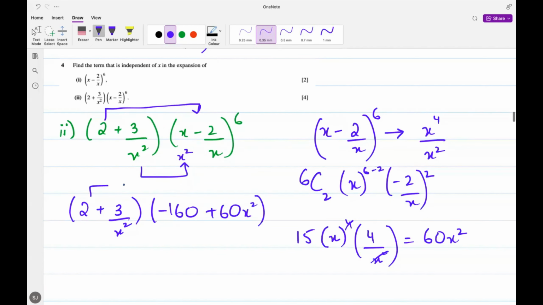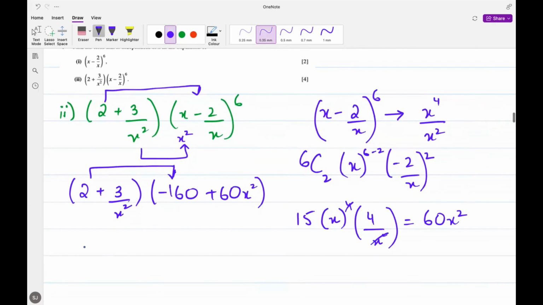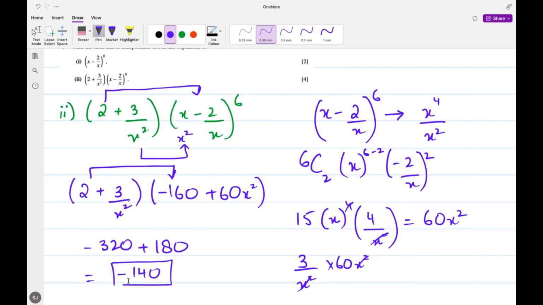Now multiplying 2 by −160, we will get −320, which is the term independent of x, and 3/x² will multiply by 60x². The x² terms will cancel out, as if you multiply 3/x² by 60x², they will cancel out and we will have plus 180. −320 plus 180 will be equal to −140, which is the term independent of x in this expansion.